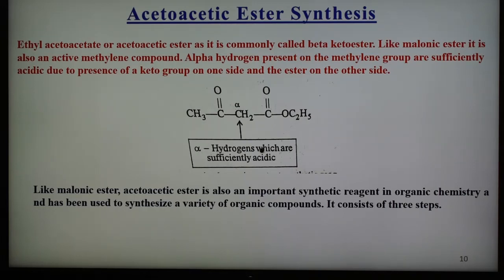And again, like malonic ester, acetoacetic ester is also an important synthetic reagent in organic chemistry and can be used to synthesize a number of organic compounds, and this consists of three steps. First step is the formation of the enolate anion, second step is alkylation, and third is hydrolysis and decarboxylation. So all three steps of the acetoacetic ester synthesis we are going to discuss here.